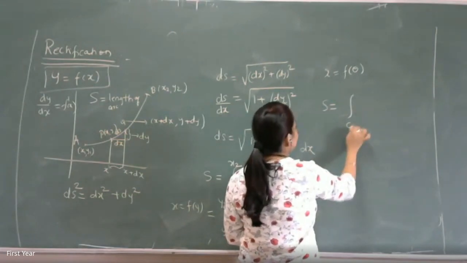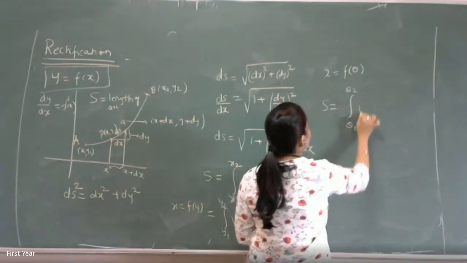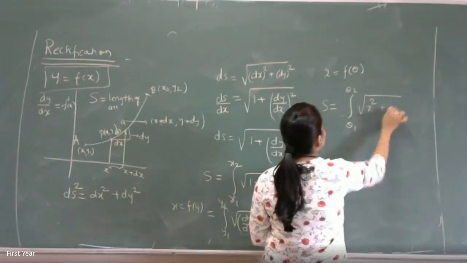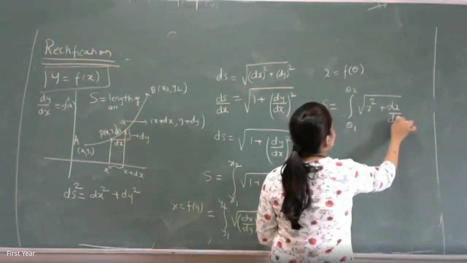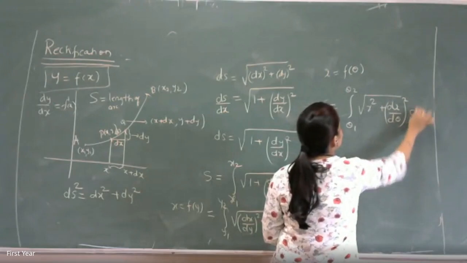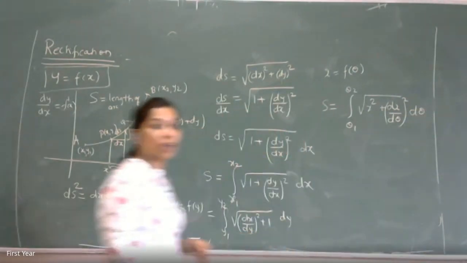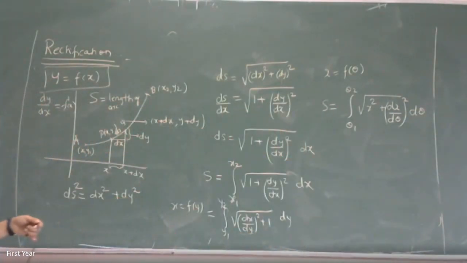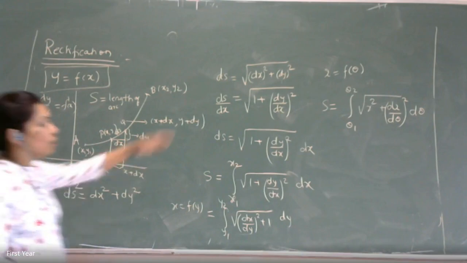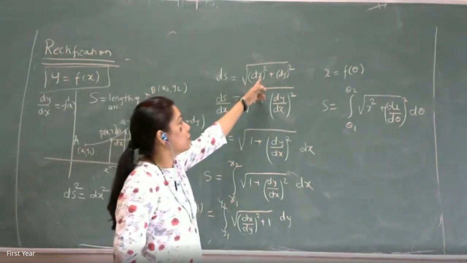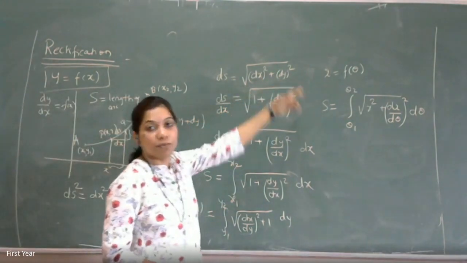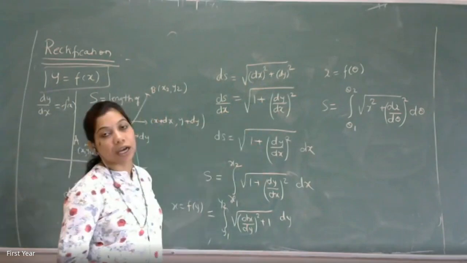Which actually turns out to be the integral from theta 1 to theta 2 of the square root of r square plus dr by d theta the whole square, into d theta. This is the formula. Okay, so if anyone wants to try out, you can try out and see. Use this one only. You know the substitution for x and y in terms of r and theta. Using that, you get the answer.